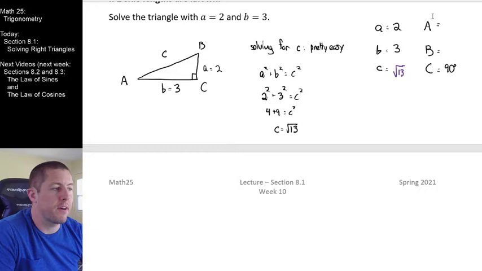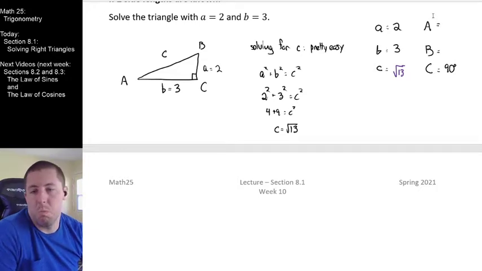So it's solving for capital A. That's going to be a bit, it's not really that hard, but this is our new thing for the day.